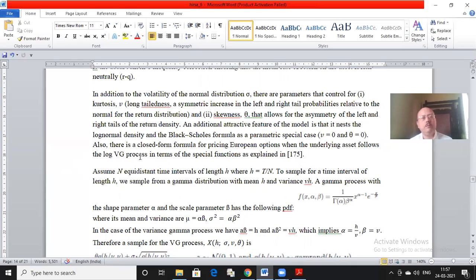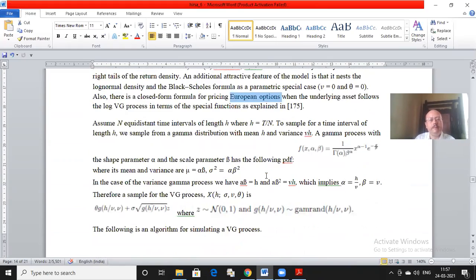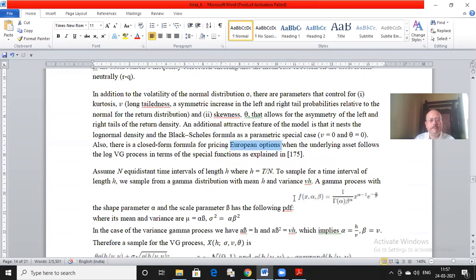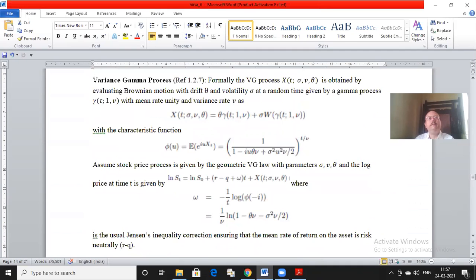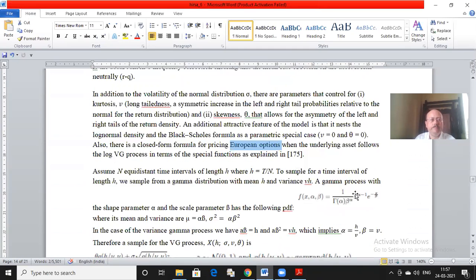And also there is a closed form formula for pricing European options when the underlying asset follows the log VG process in terms of special functions, and this is the reference for that. So for restricted path independent European options, we can find analytical expressions for the derivative terms. But in general, that is not available. So we need a simulation scheme for the variance gamma process.